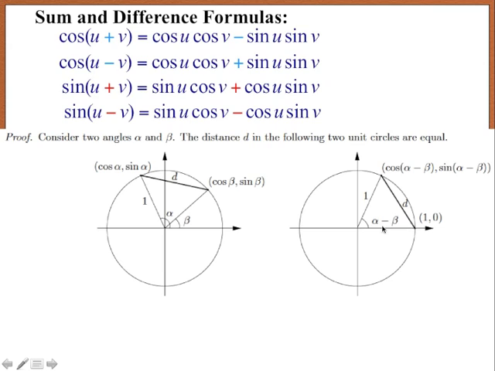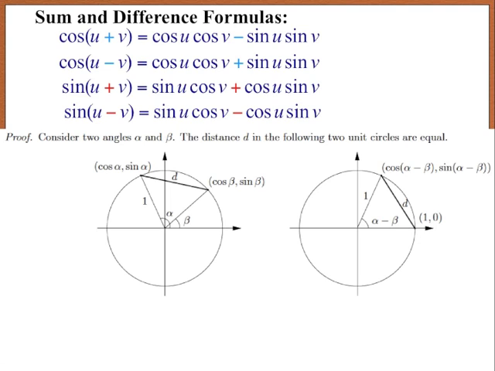Now, looking at this right-hand diagram a little bit more, we still have points on the unit circle. This point up here has an x-coordinate of cosine alpha minus beta, just as you would expect, and a y-coordinate of sine alpha minus beta, just as you would expect. This point down here is even easier. It's simply the point (1, 0), because it's on the unit circle.